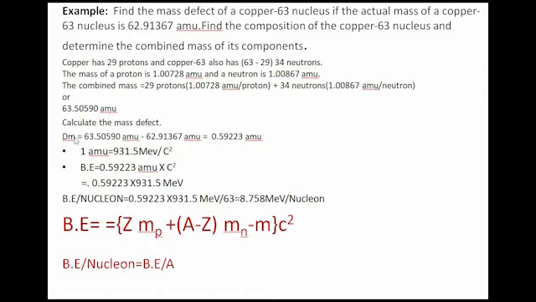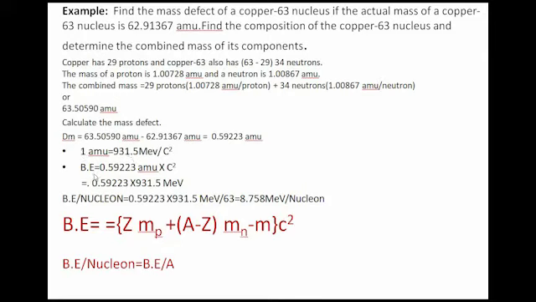So the mass defect. What is mass defect? This is the total mass of protons and neutrons minus the actual mass of the nucleus. So that is 63.50590 minus 62.91367. Then you will get the mass defect as 0.59223 AMU. So we know that 1 AMU is equal to 931.5 MeV by c square.